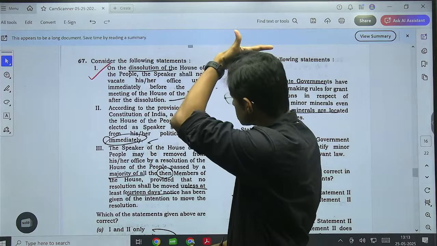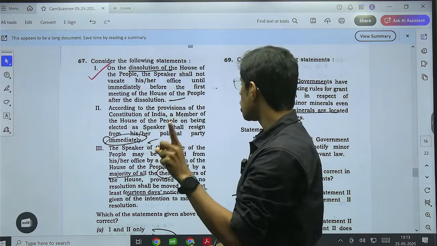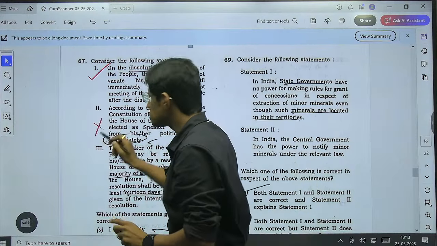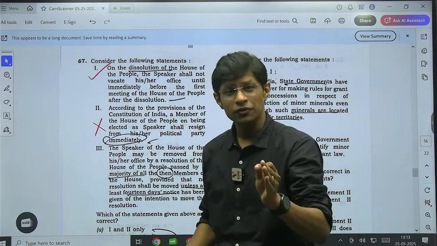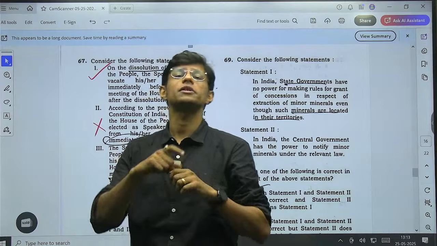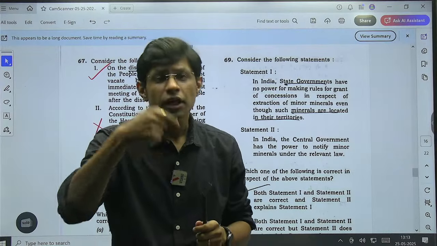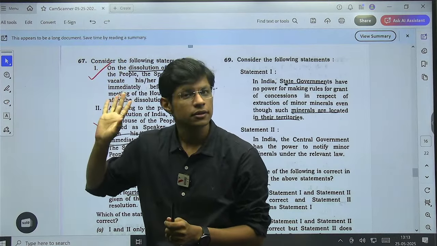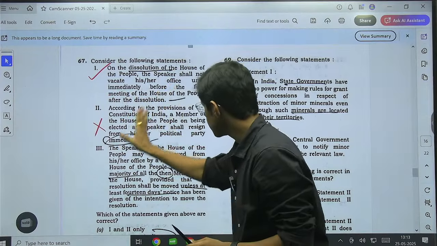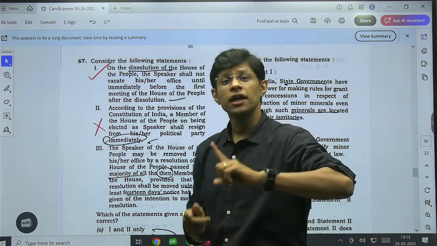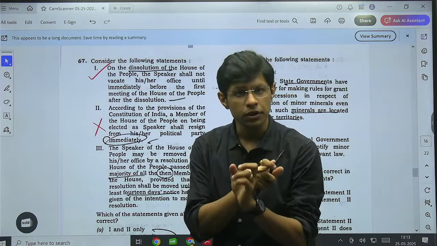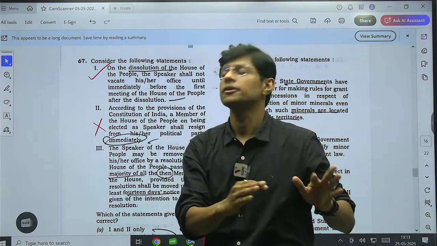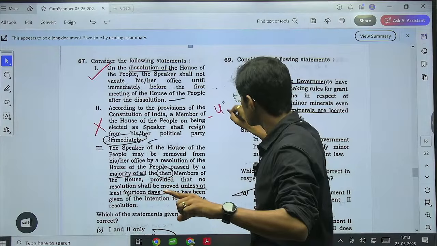According to provisions of the Constitution, a member of the House of the People on being elected as Speaker shall resign from the political party. Wrong. There is no constitutional or statutory requirement for any member of Parliament to resign from his political party upon election as Speaker of the House of the People, which means this statement is incorrect. In the UK, it is mandatory for every member appointed as speaker to resign from the political party. So it's applicable in the UK, not in India.